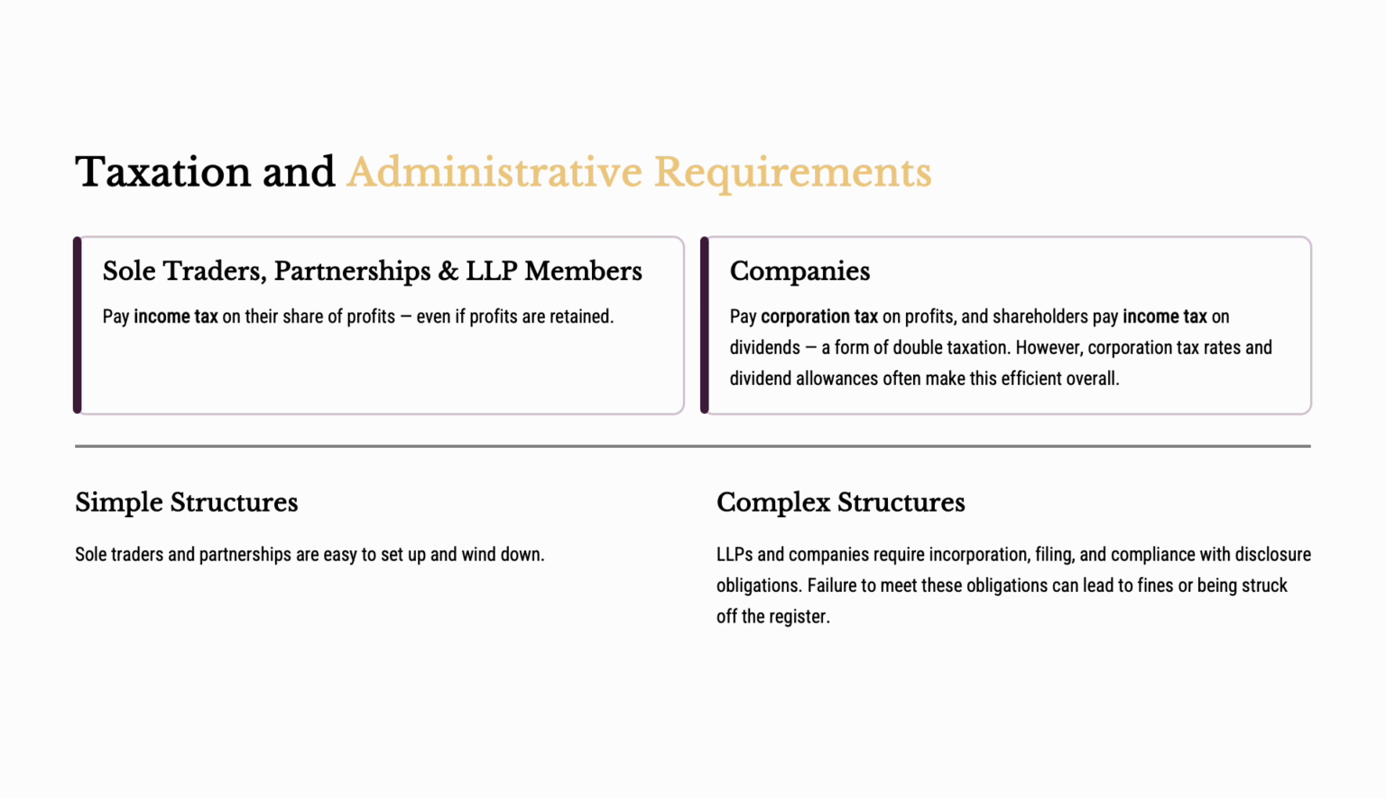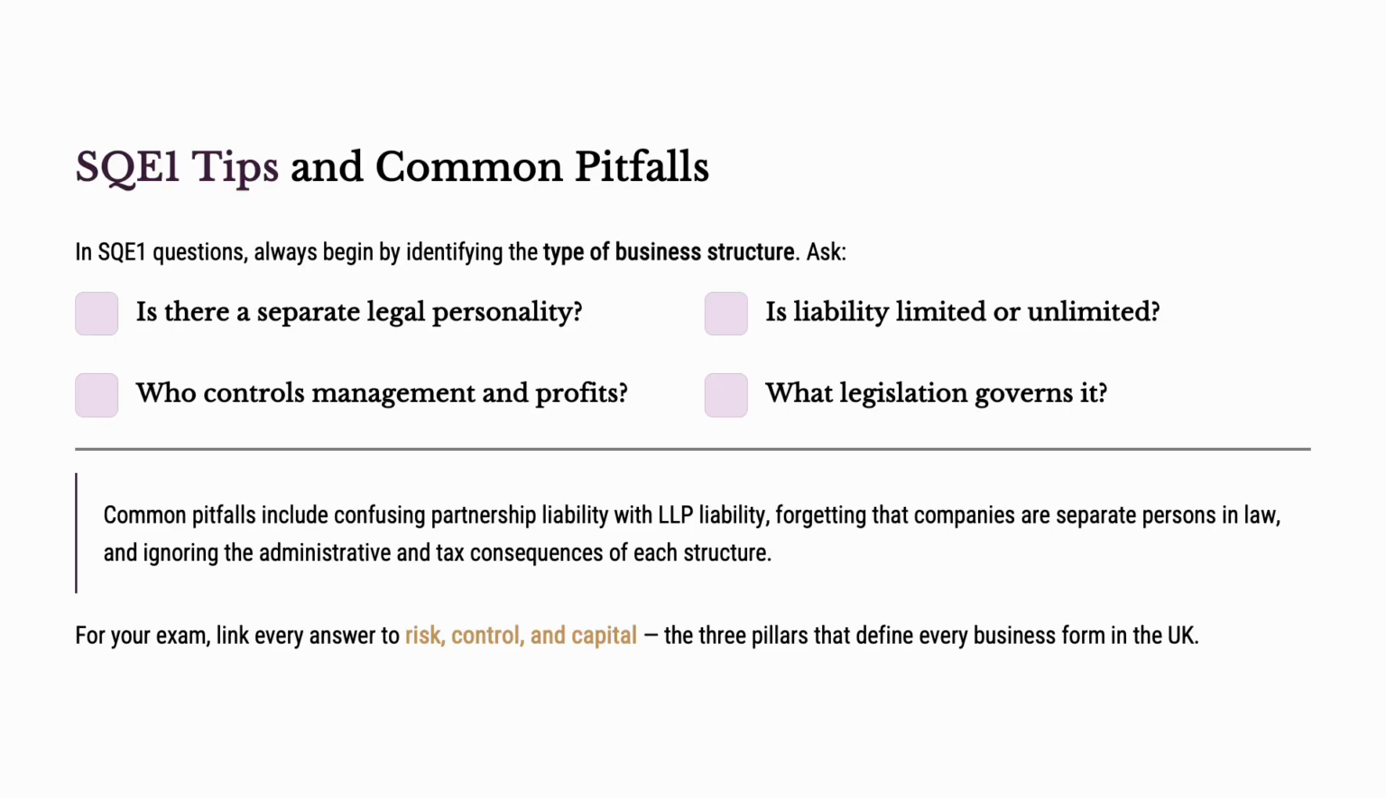As for administration, sole traders and partnerships are quite quick to start and easy to close. LLPs and companies require incorporation, annual filing, and proper accounting. Fail to comply, and Companies House will not hesitate to fine you or even strike you off, rather unceremoniously at some point. So the next thing is SQE1 tips and common pitfalls, our favorite slide that we need to keep in mind while we are sitting in our exam.